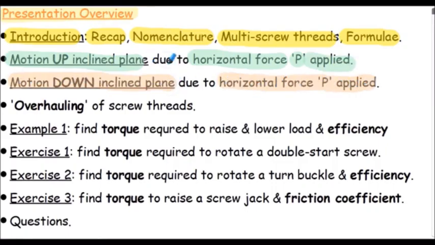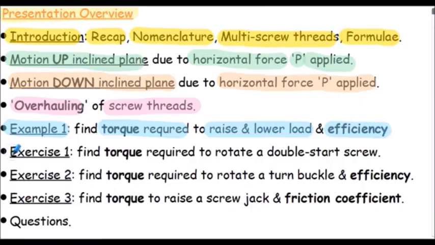From these two analyses of motion up and down the inclined plane, we derive relevant formulae which we can then apply to solving problems associated with friction in screw threads. We briefly outline the effect of overhauling of screw threads. Then we have example 1, where we use the equations that have been derived to calculate the torque required to raise and lower a load and the efficiency of the screw thread.